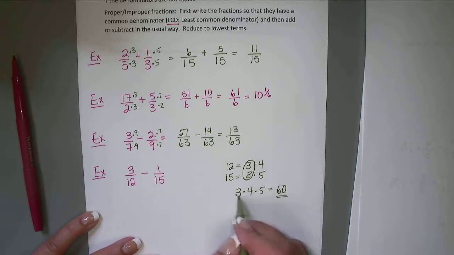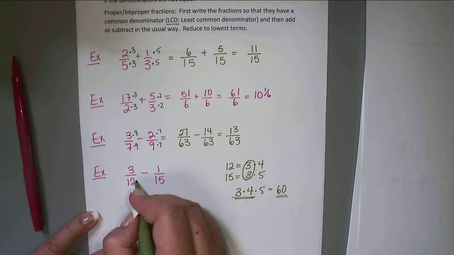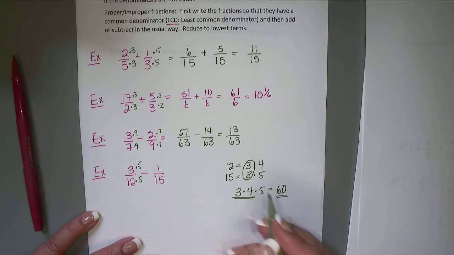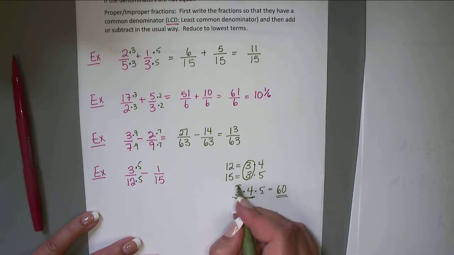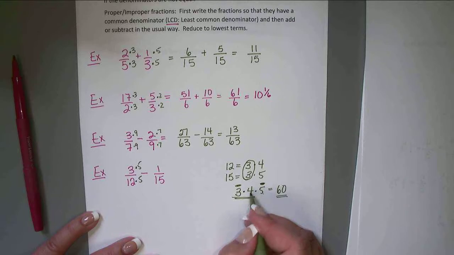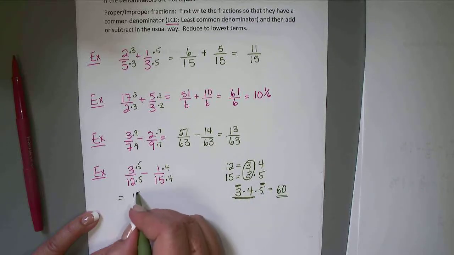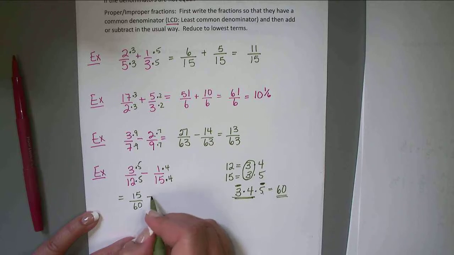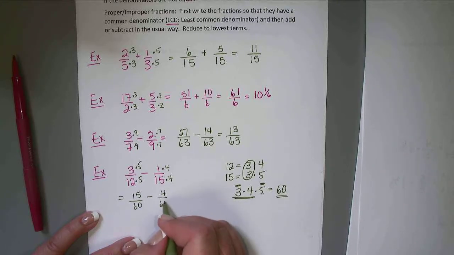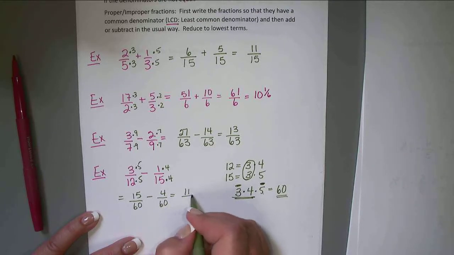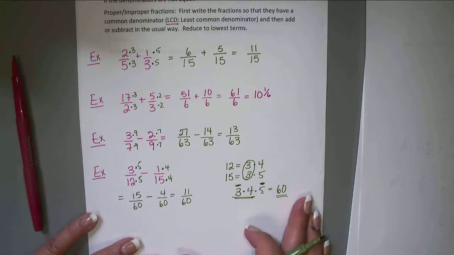But you don't need to have multiplied this out. The 12 is here. We need to multiply it by 5 to get 60. The 15 is made up of the 3 and the 5, so we need to multiply it by 4 to get to 60. So this will be 15 over 60 minus 4 over 60, which is 11 over 60, and that doesn't reduce.